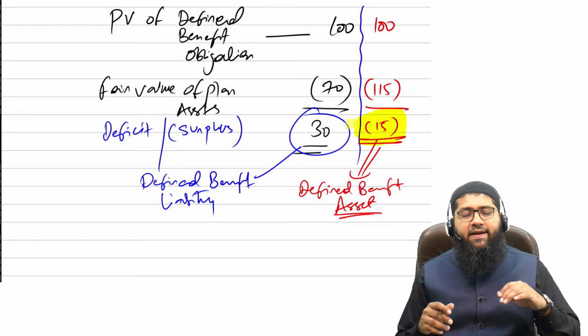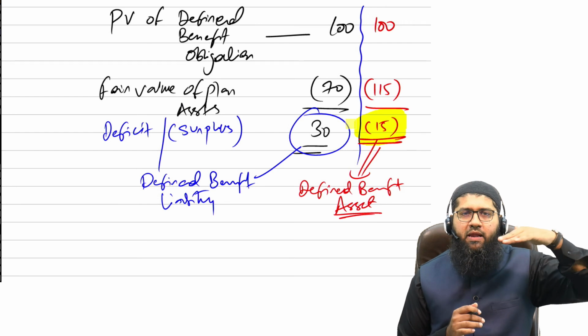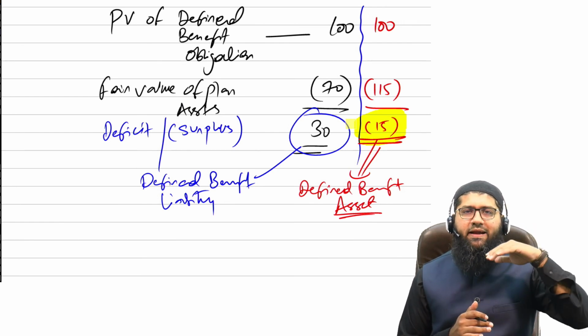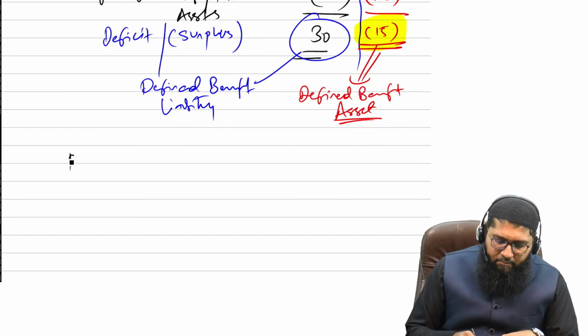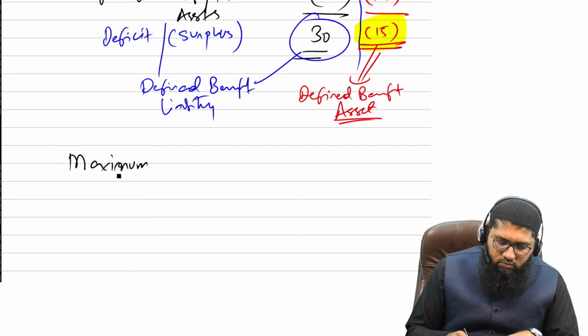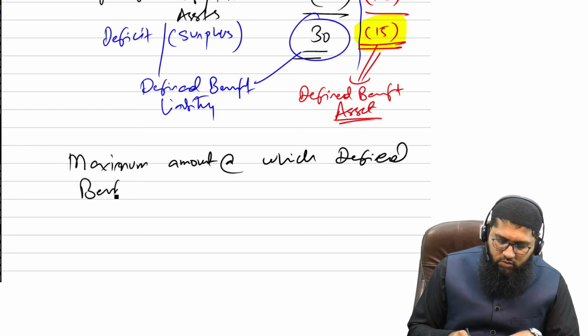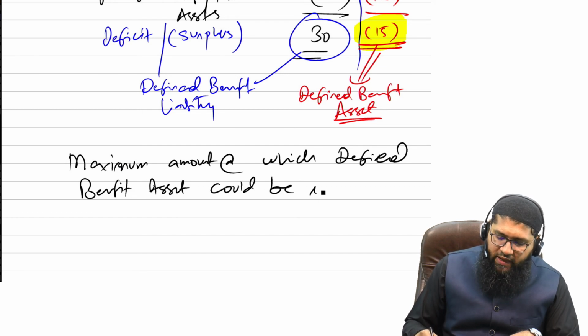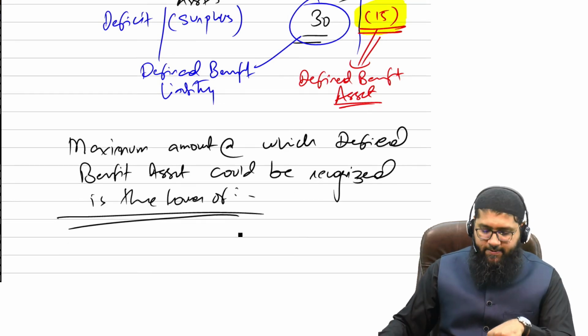As per IAS 19, you cannot recognize the entire amount of the asset. There's a limit to which the asset could be recognized, and that limit is called the ceiling. Now, what does this asset ceiling say? That the maximum amount at which a defined benefit asset could be recognized is the lower of. Lower of what?